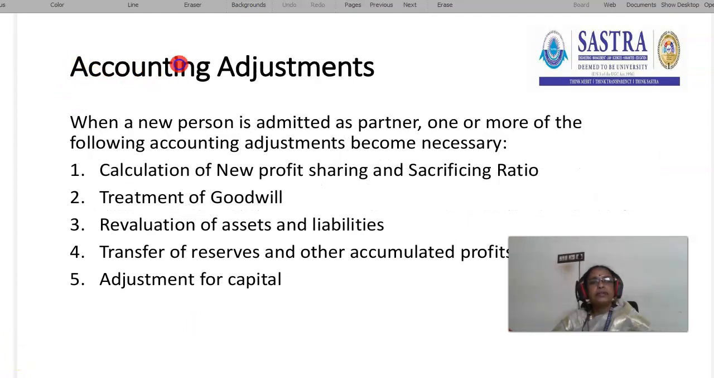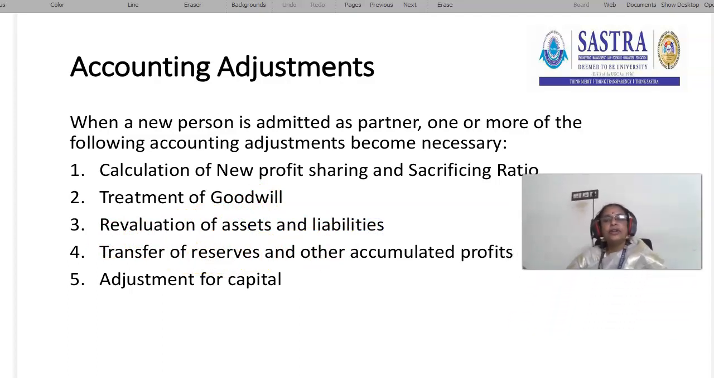The partnership firm has to make certain adjustments for admitting a new person as a new partner. What are they? First one, calculation of new profit sharing and sacrificing ratio. The profit sharing ratio will be changed and we have to calculate the new profit sharing ratio as well as the sacrificing ratio. How much the old partners sacrifice, that also we have to calculate. Second one is treatment of goodwill. Third one is revaluation of assets and liabilities. Fourth one is transfer of reserves and other accumulated profit. Fifth one is adjustment of capital. These are the accounting adjustments which are necessary on the admission of a new partner.